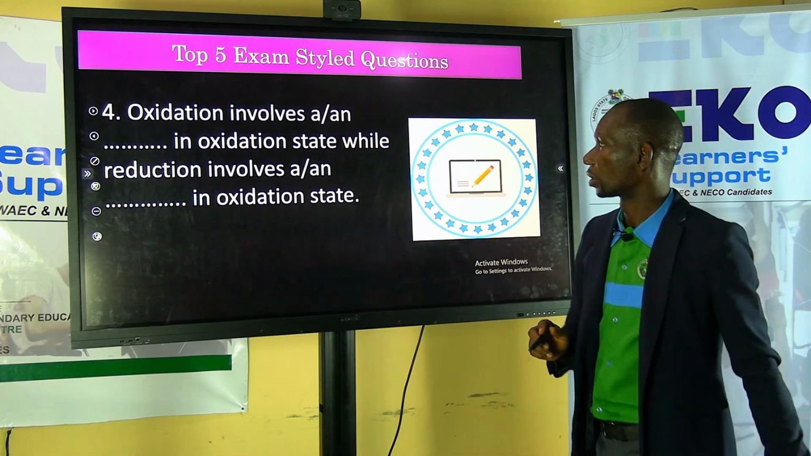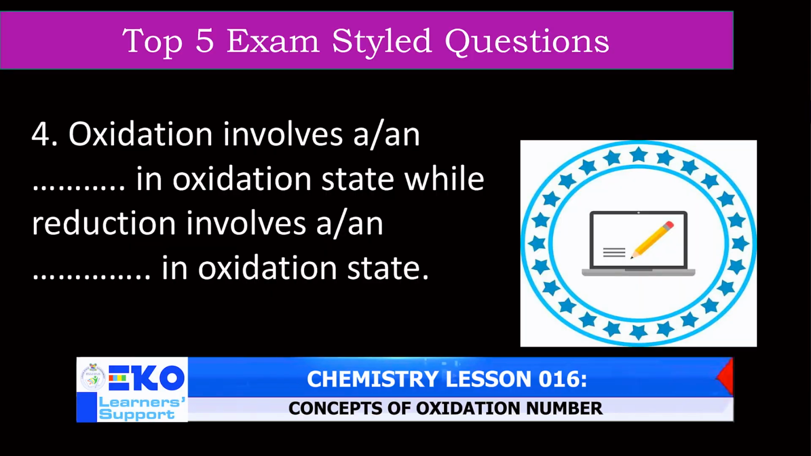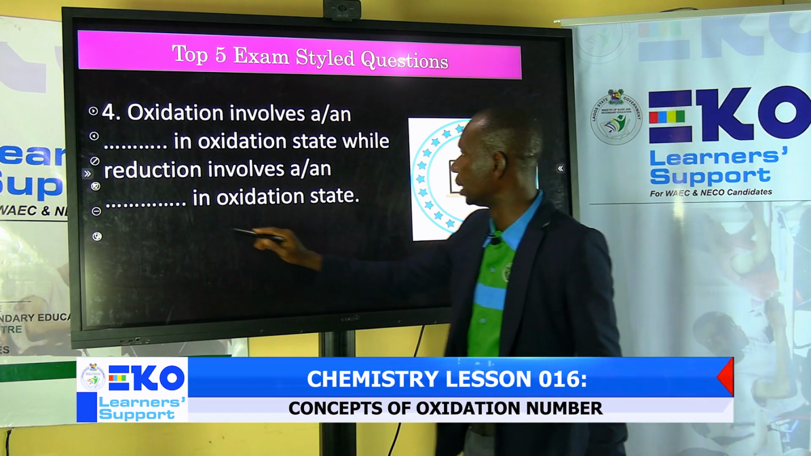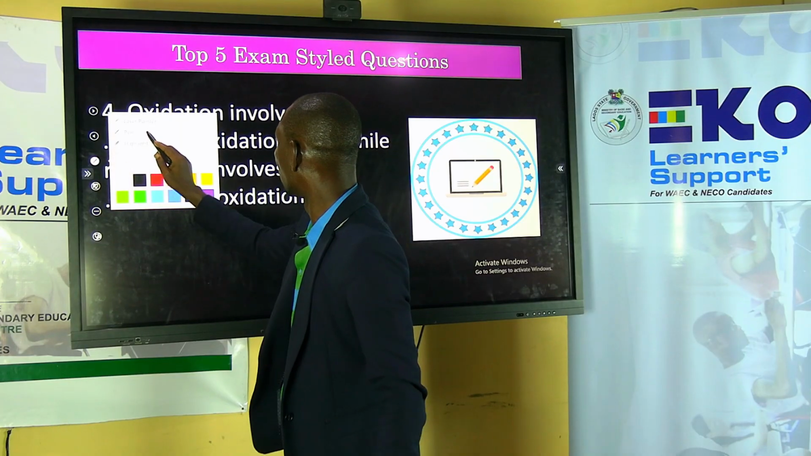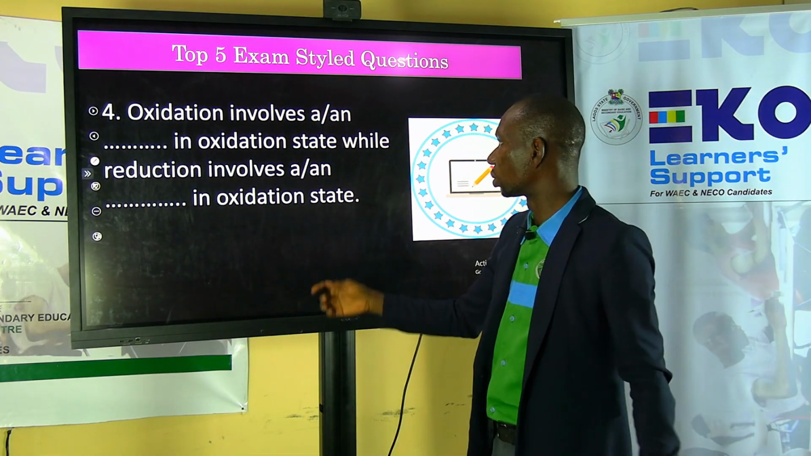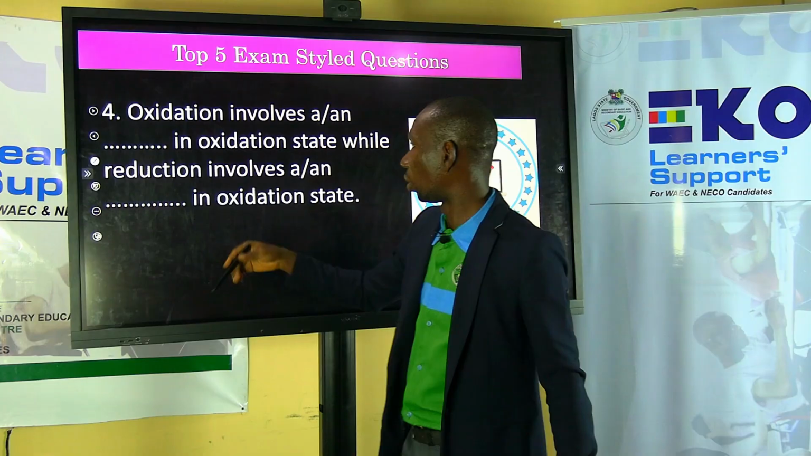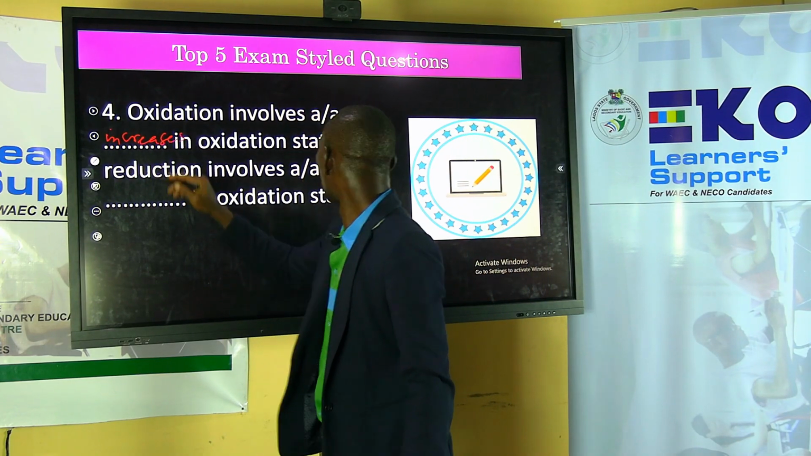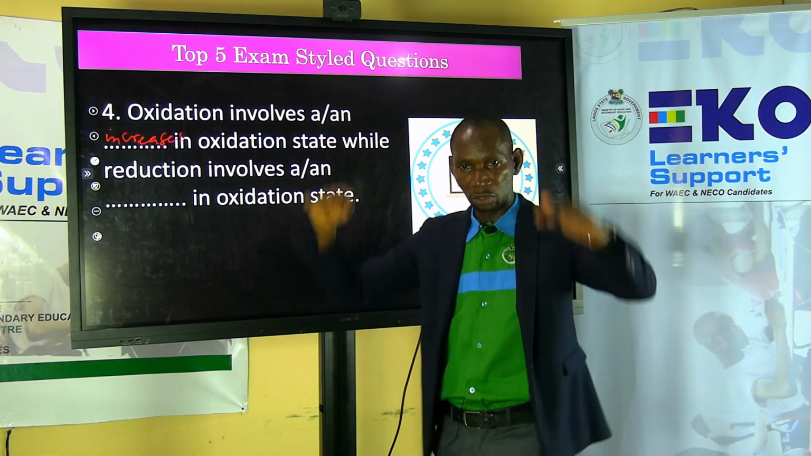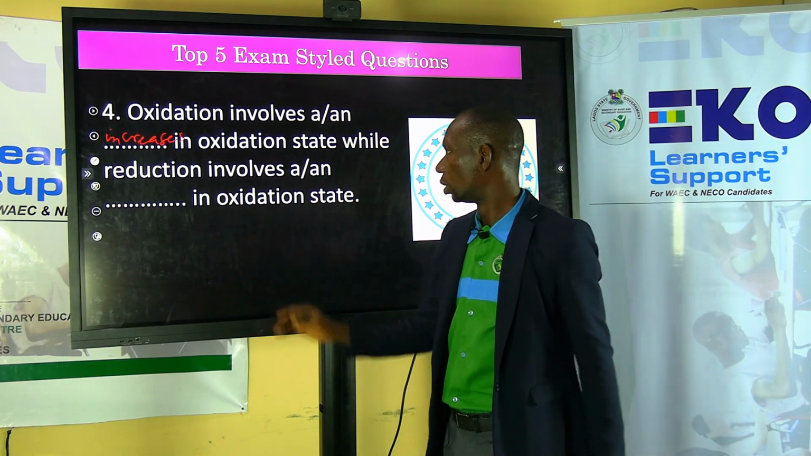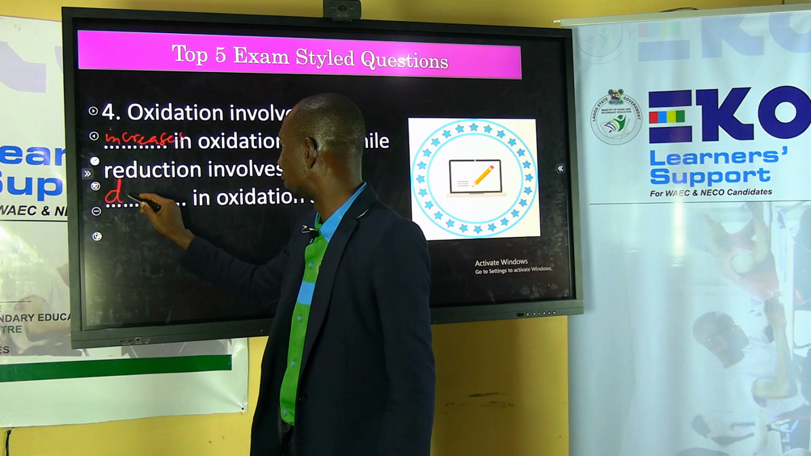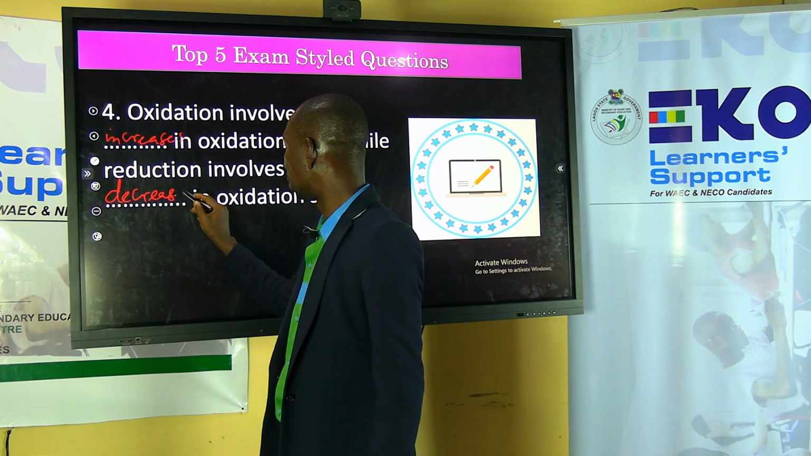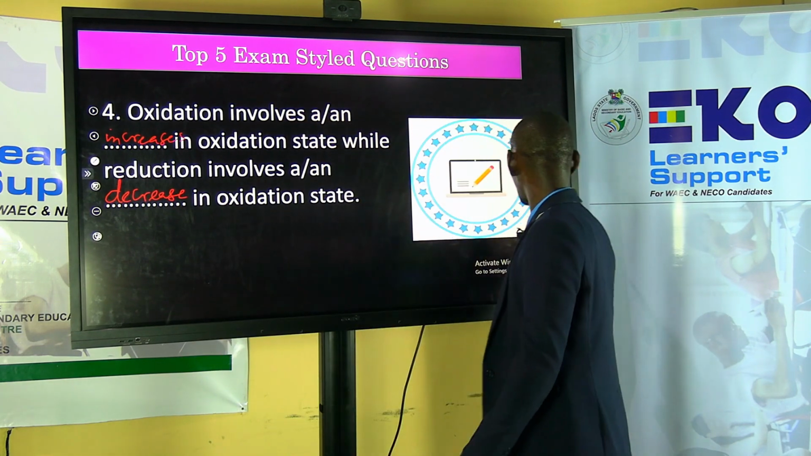Give yourself some encouragement. Oxidation involves a blank in oxidation states. Very simple. Oxidation involves an increase. Okay? Whenever an atom undergoes oxidation, its oxidation state or oxidation number increases. While reduction, as the name suggests, moving from a high to a low, involves what? A decrease in oxidation state. You are going to learn more about this in redox reactions.